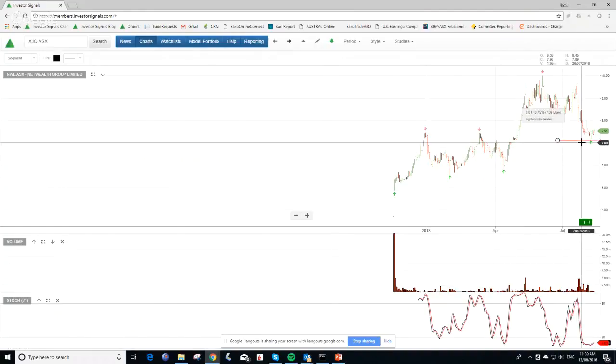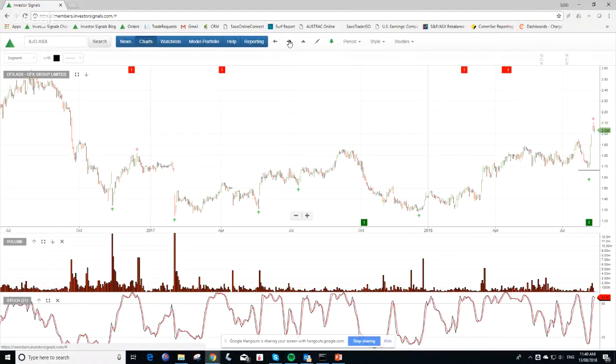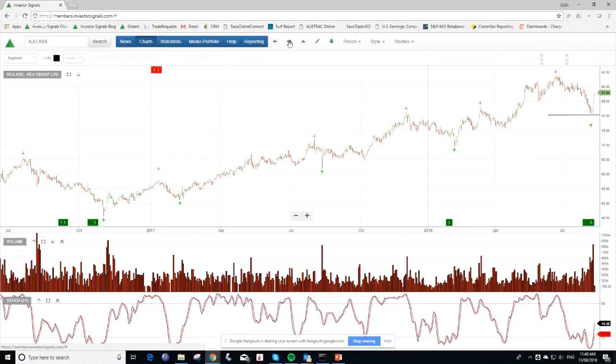So here's Netwealth. Similar to Hub24, Netwealth listed on the ASX at the end of last year, the stock performed very well, trading on a high multiple, but there are some headwinds for the industry around pricing compression, so it's not an area of the market that we're focusing too much on, but just worth making note of the higher low formation.